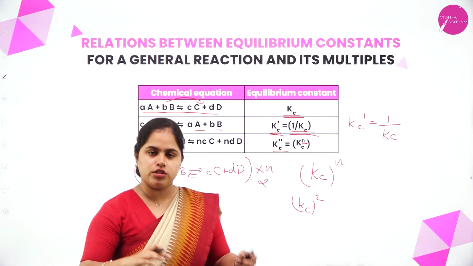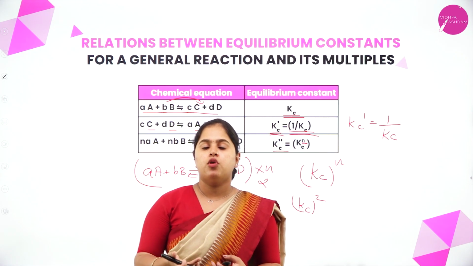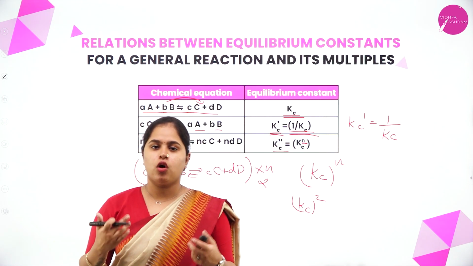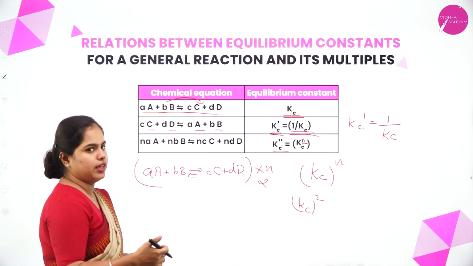The equilibrium constants for the forward and backward reactions are inverse of each other, and if you are multiplying with an integer or any number, that will come to the power of it. So this relation is very important.